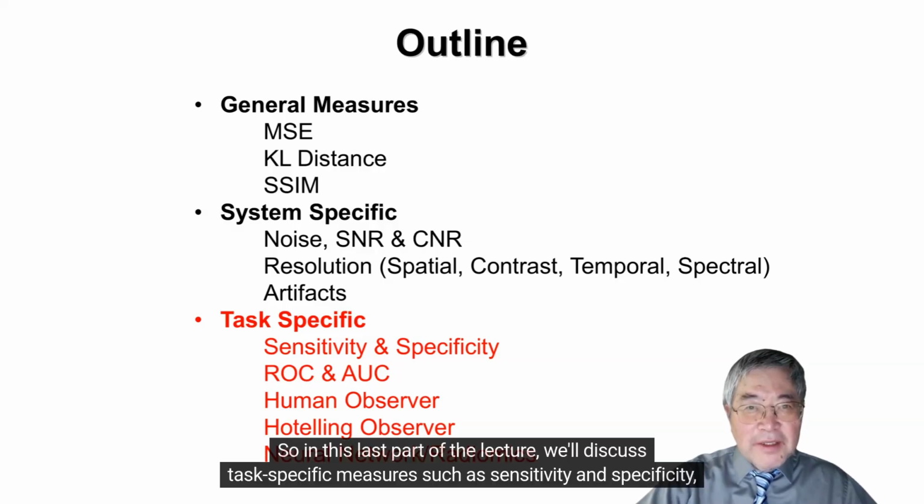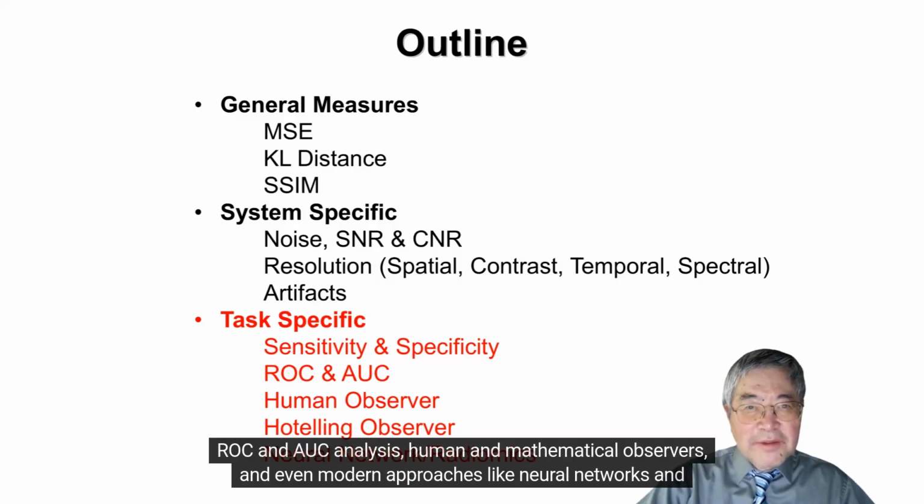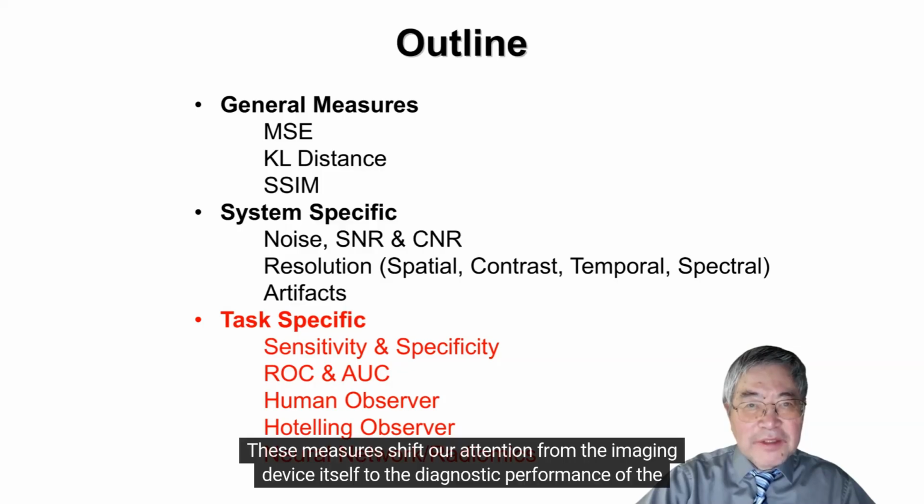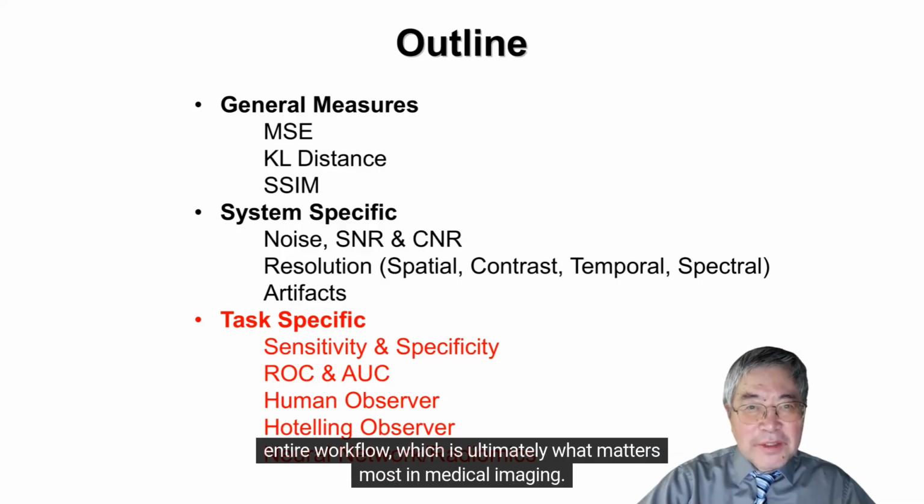So in this last part of the lecture, we'll discuss task-specific measures such as sensitivity and specificity, ROC and AUC analysis, human and mathematical observers, and even modern approaches like neural networks and radiomics. These measures shift our attention from the imaging device itself to the diagnostic performance of the entire workflow, which is ultimately what matters most in medical imaging.